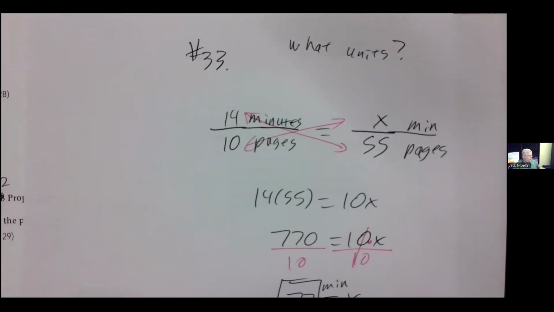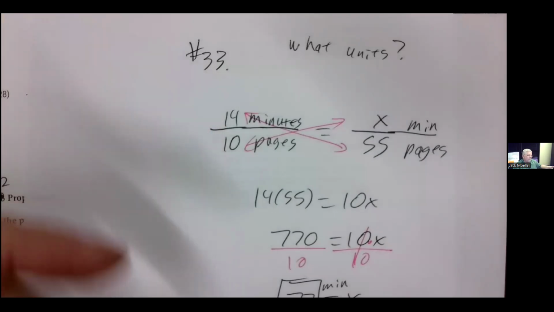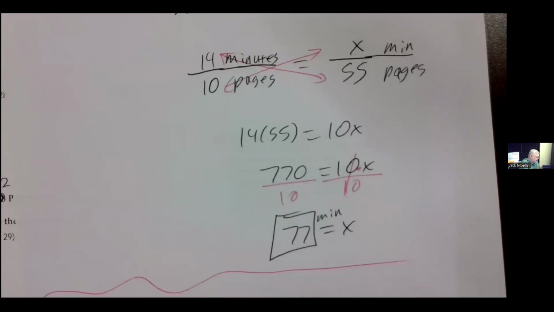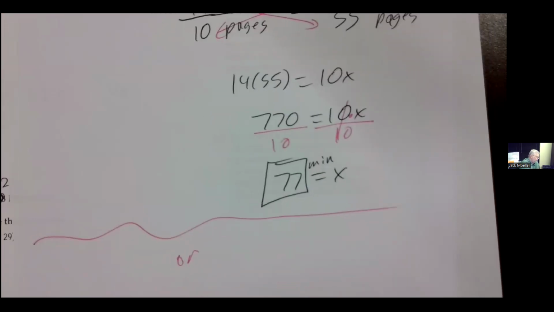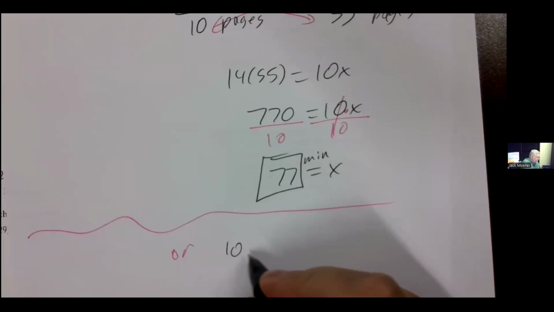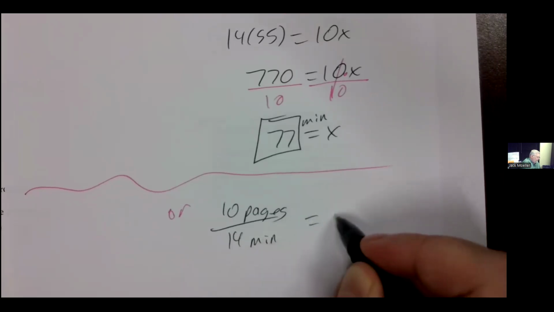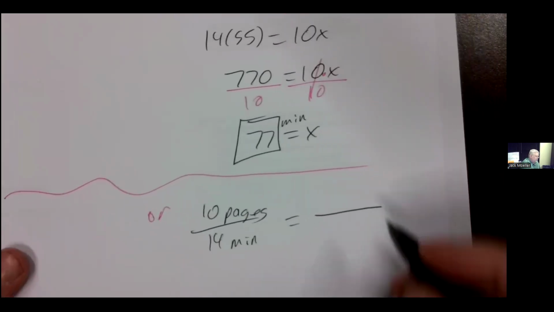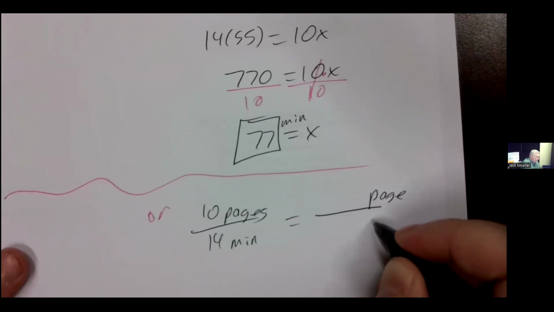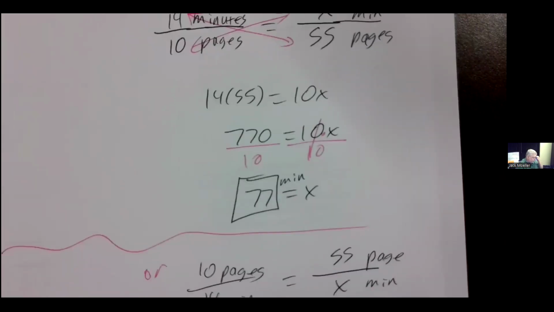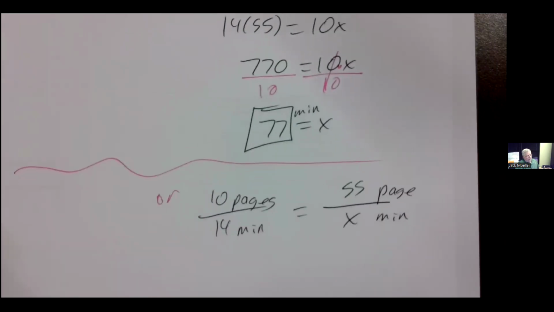Now here's a question for you. Did we have to set it up this way? Could we have flipped it? Well, let's see what happens if we flipped it upside down. So what if we said 10 pages over 14 minutes? Well, what would the other side be? We need pages on top, minutes on bottom, and we know that there are 55 pages and we don't know the minutes. So is this going to work?